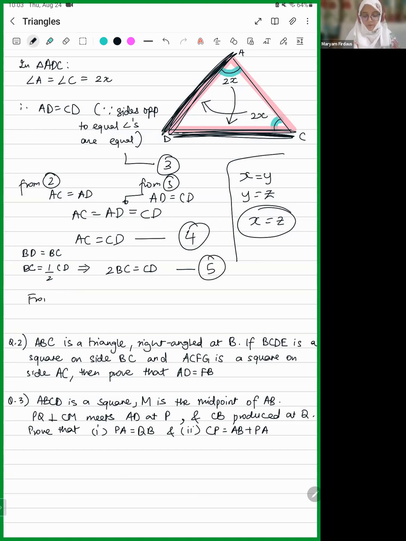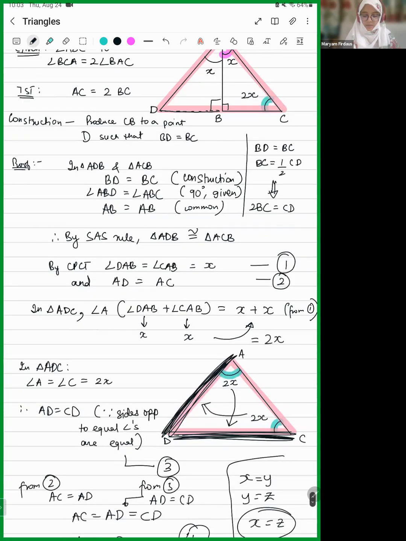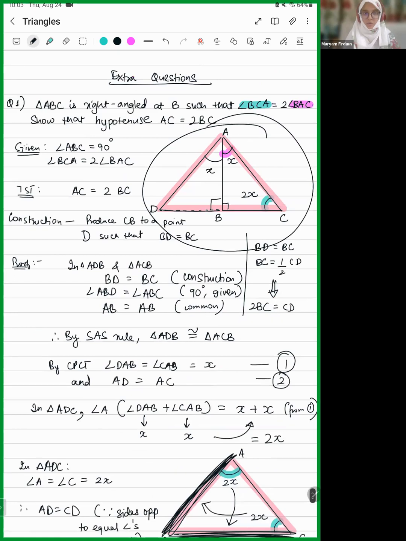So from 4 and 5, CD is equal to this also and CD is equal to this also. So that means these two things are equal to each other. AC equals twice of BC. That's what we had to show. Look at this triangle. We had to show that AC, which is this side, is equal to twice of BC, which is this side. Any doubts in this question?